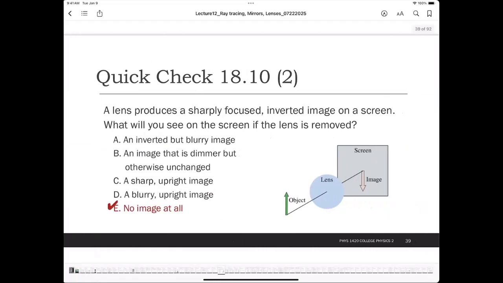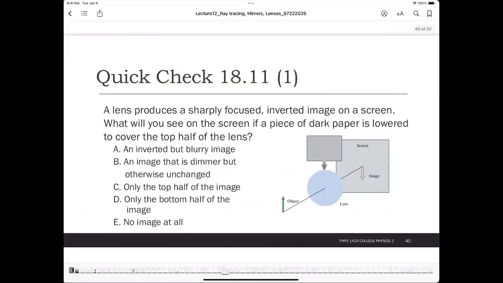Actually, no image at all. Because if you remove this lens, there will be no real image here. The light cannot form this real image on the screen. Does it make sense to you? Let's check the other one.